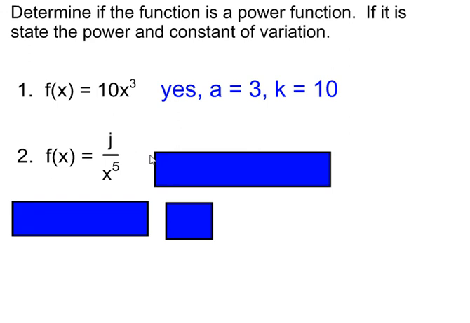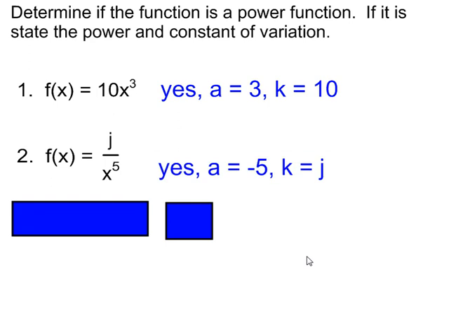Number 2 is this one. A lot of people say no because of the j. Well, it actually is, and j can be a number, so we're just going to call that a constant of variation, and our power is actually going to be negative 5. Again, we want to bring that to the top, and that's going to represent a negative power, which is, again, an inverse variation.